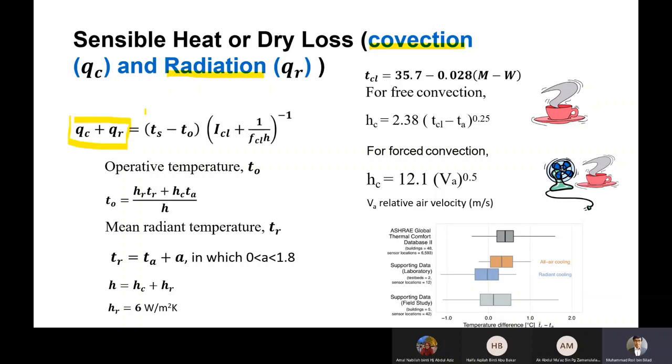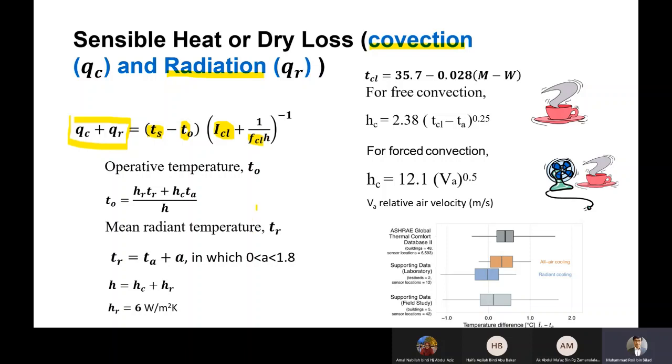It's a function of TS, which is the surface skin temperature. TO here refers to the operative temperature, which we will discuss later on. ICL is actually a clothing indicator. It will be explained later what the equation is, in the next slide. And FCL here is the clothing factor, which will also be explained later on. And H is basically the total heat transfer coefficient.